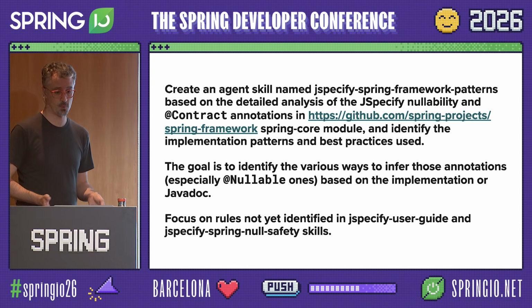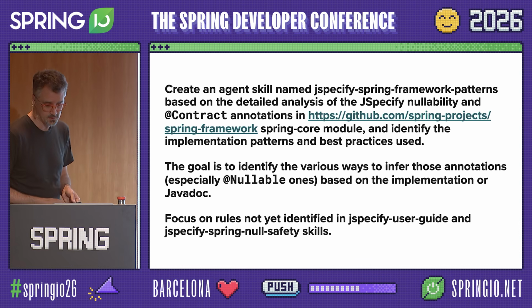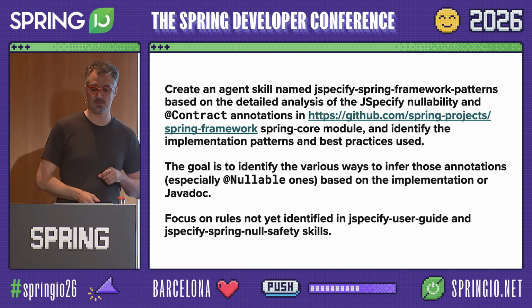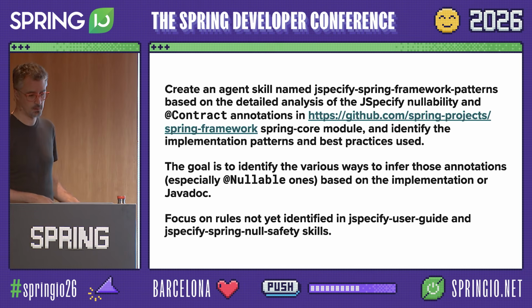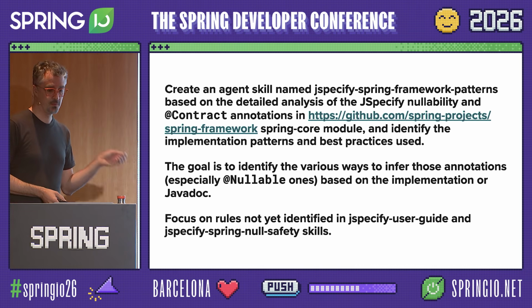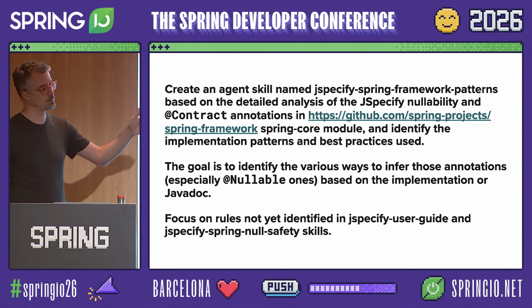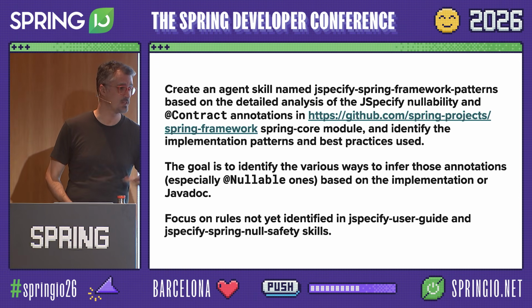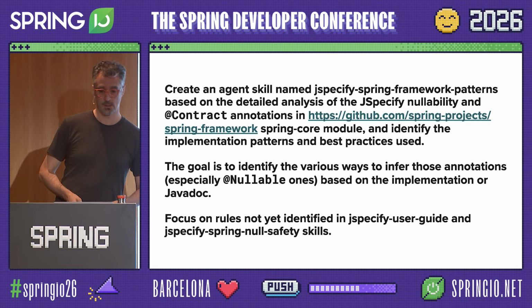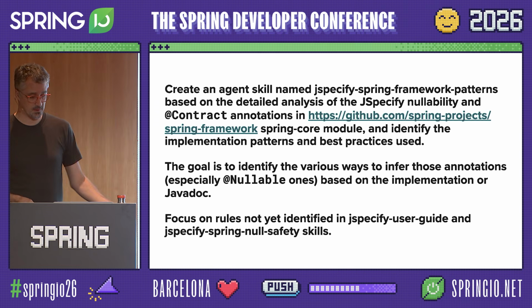And so basically, my prompt is: create an agent skills based on the detailed analysis of the JSpecify nullability and contract annotation in the URL of the GitHub repository of Spring. Focus on the Spring Core module, because if you are doing that on all modules, that will be too big, so I really advise you to go module after module, and Spring Core is the most important one. And identify implementation patterns and best practices.